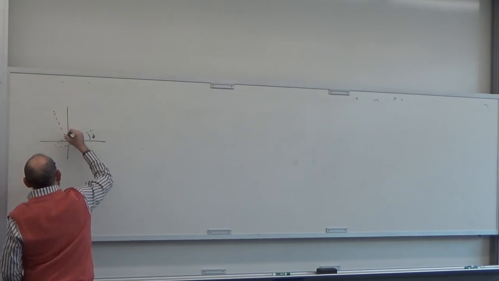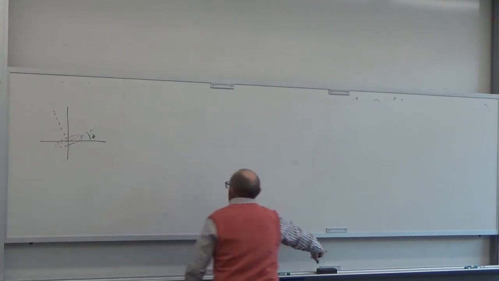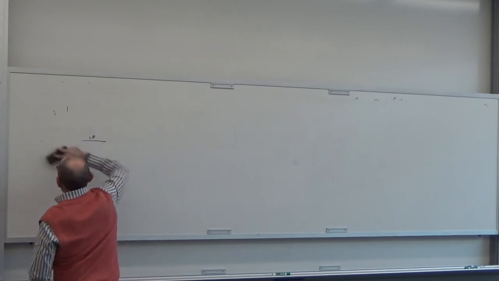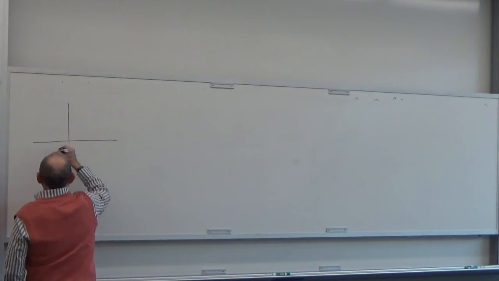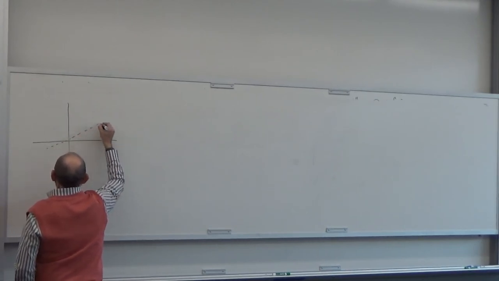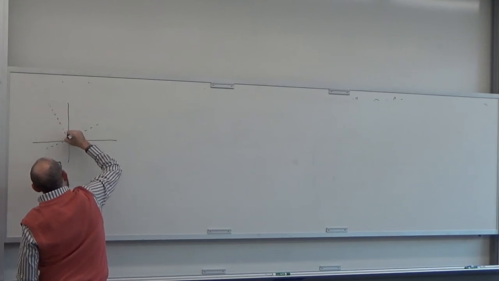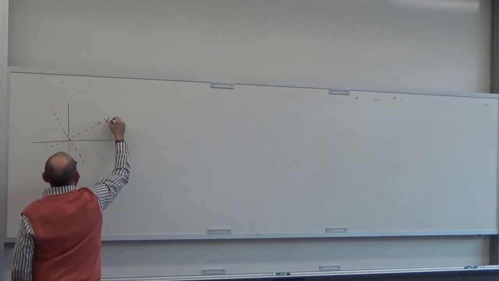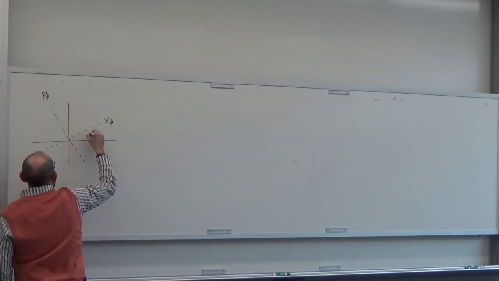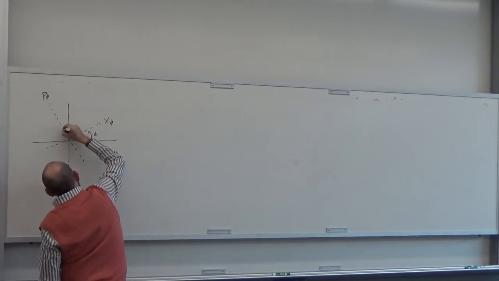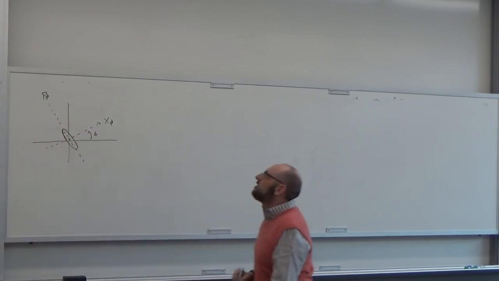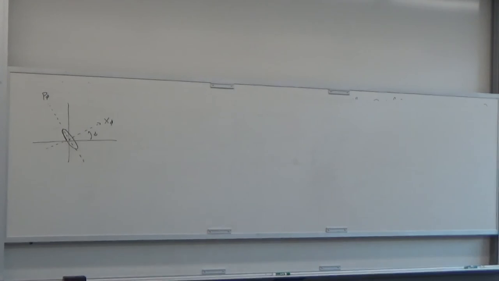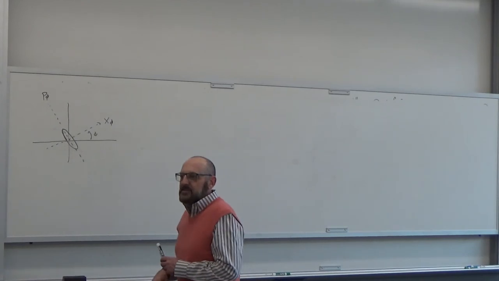So there is, the other way around, sorry. So here's my zero phase reference. This is some other phase reference. And I'm squeezed. So this is squeezed along the x phi quadrature. So this is still squeezed vacuum, but squeezed vacuum with respect to that phase.